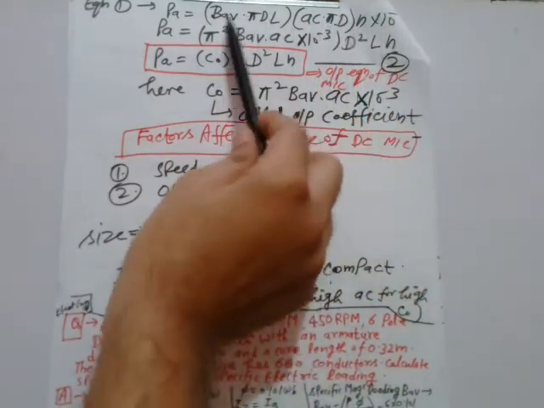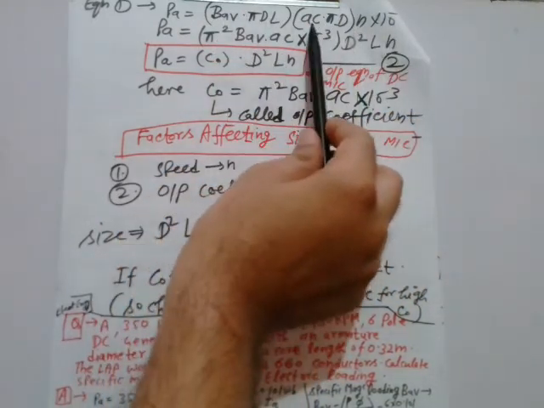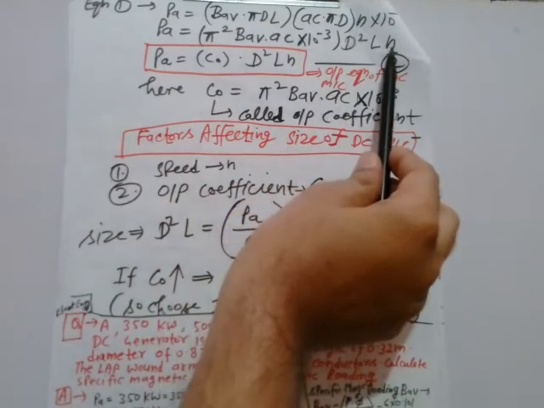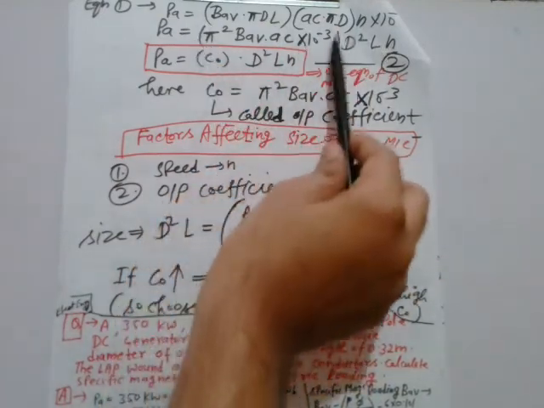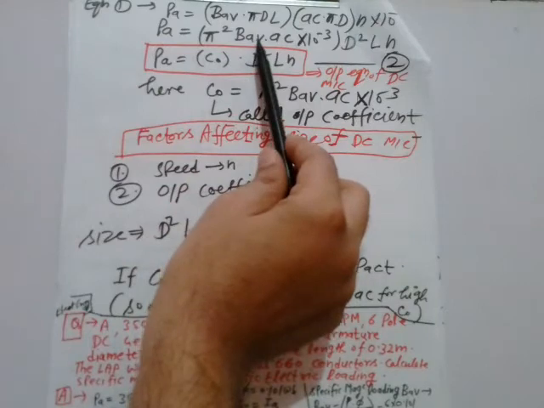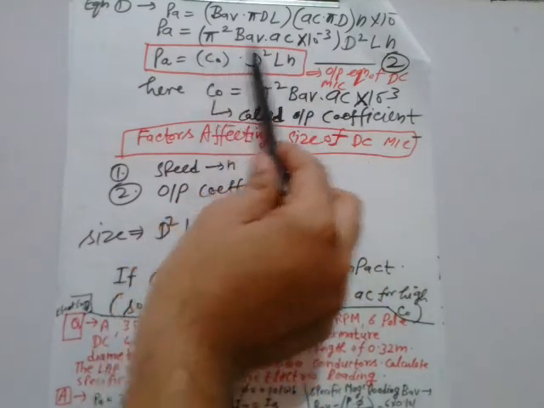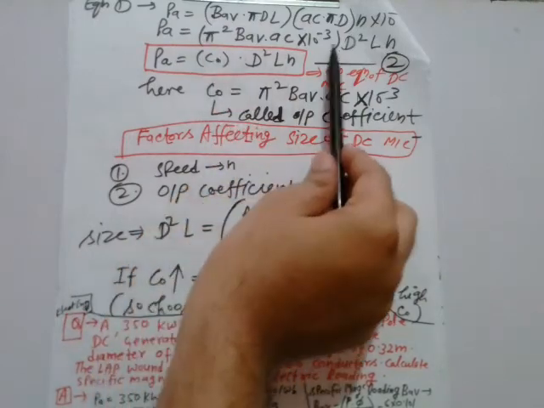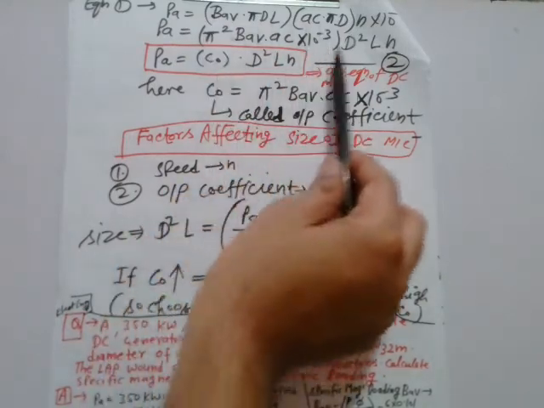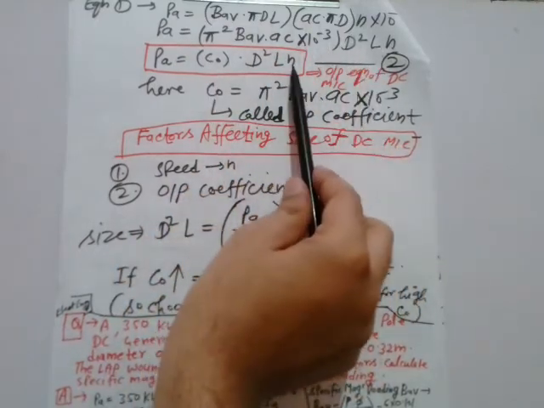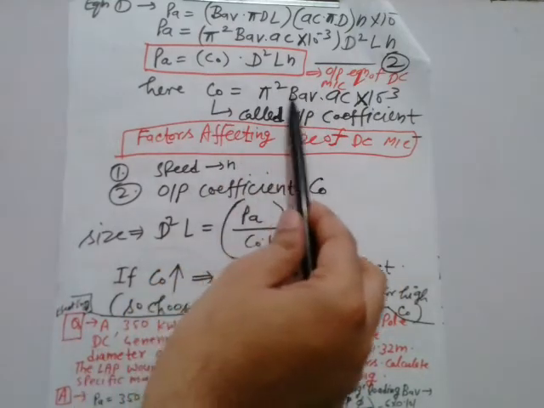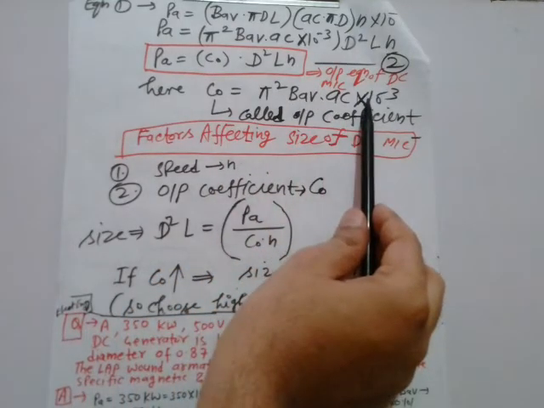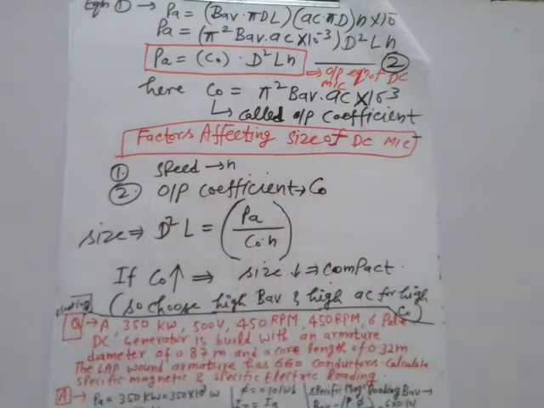So pi into pi becomes pi square, B average into AC into 10 to the power minus 3, d square ln. In this bracket, pi square B average AC into 10 to the power minus 3 is the coefficient. Let me denote this whole term by C naught, and keep d square ln outside. So C naught is pi square B average AC into 10 to the power minus 3. This is called the output coefficient.